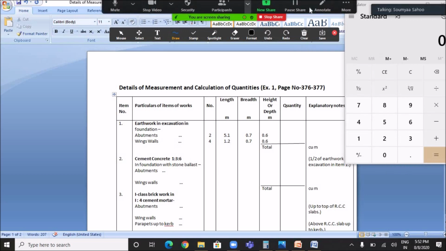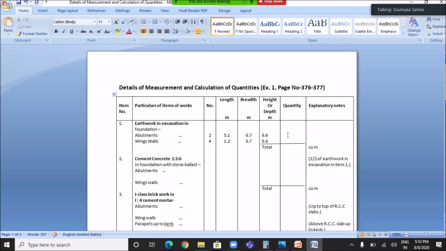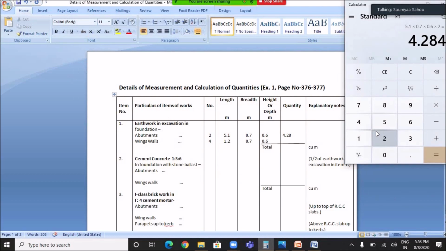So for calculating the quantity, we have to multiply the length, breadth and height or depth with the number of items. So 5.1 multiplied with 0.7 multiplied with 0.6 multiplied with number of items, that is 2, equals to 4.28 cubic meter. Then for wing walls, we have to again calculate the quantity.